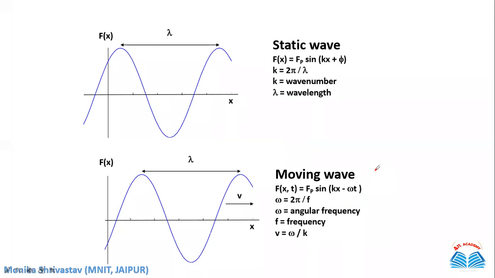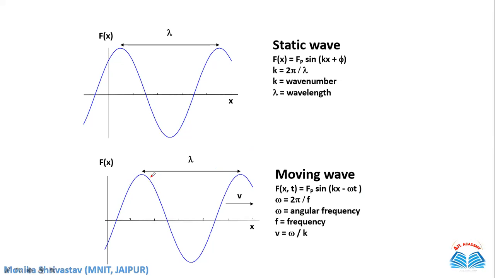Yes. So now the notation for a static wave. A static wave means a wave which is not moving. It is generated but it is not moving. So how can we denote it? It is f(x) equals f_p sin(kx plus phi). Here k is equal to 2 pi by lambda, which is the wave number, and lambda is the wavelength.